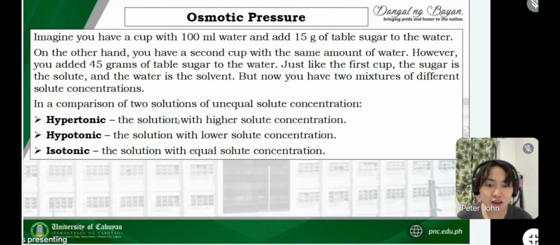Imagine, you have 100 ml of water, added with 15 grams of a table sugar. On the other hand, you have a second cup with the same amount of water. However, you added 45 grams of table sugar to the water. Just like the first cup, the sugar is the solute and the water is the solvent. But you have two mixtures with different solute concentration.